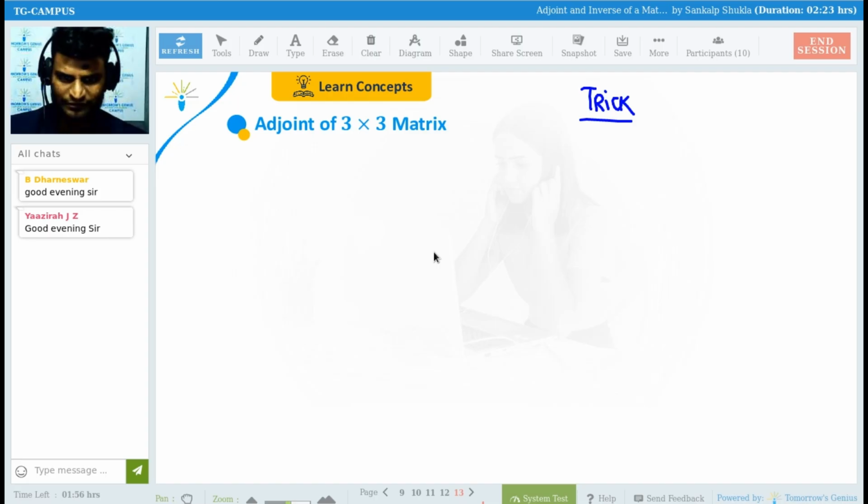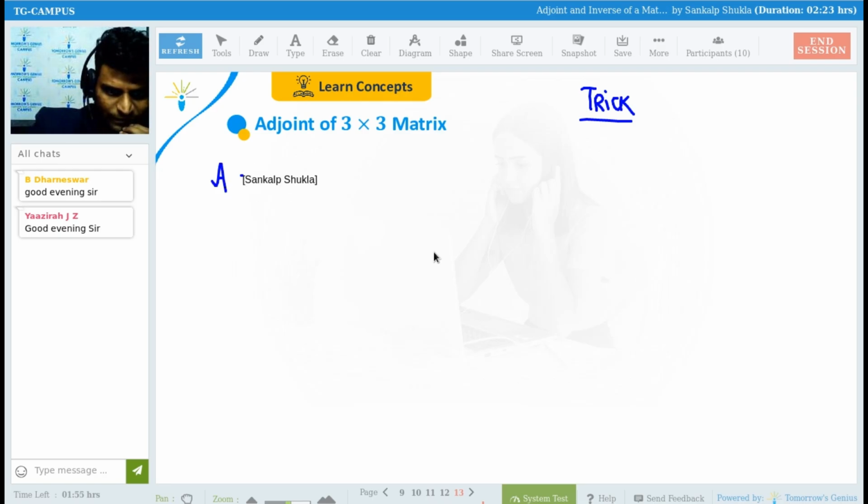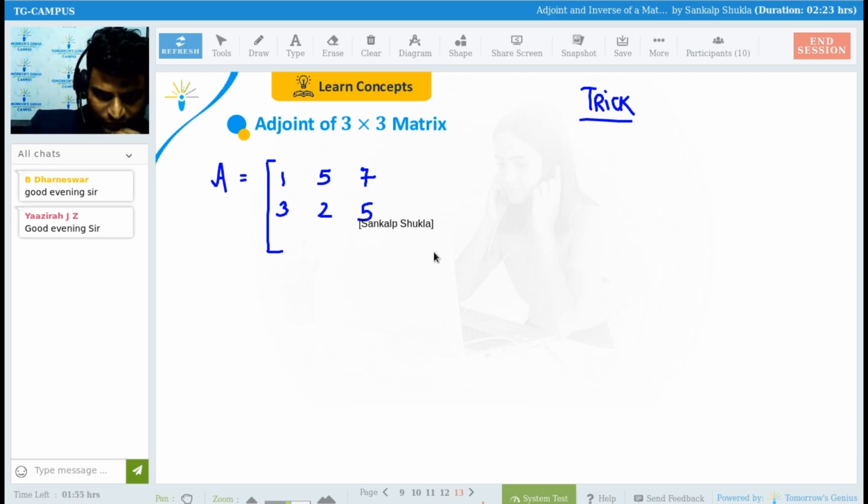Adjoint of a 3 cross 3 matrix. Trivikram, just name any random numbers. 1 5 1, 5 7 7, 3 2 3, 2 5 5, 5 9 2 1. Okay.